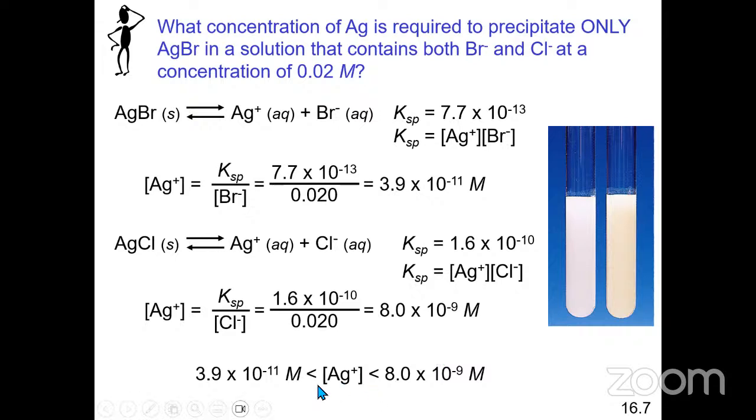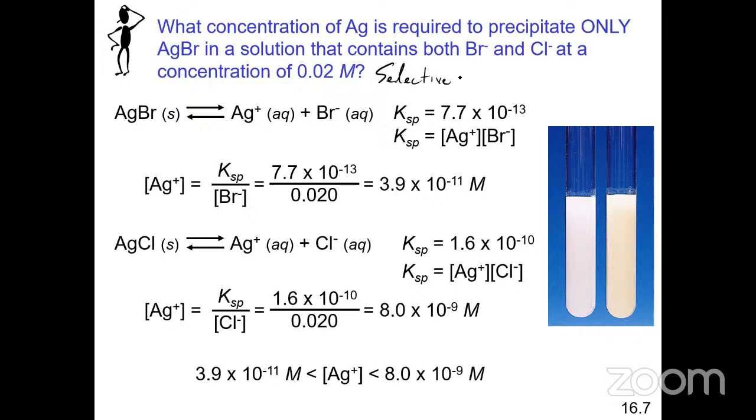The concentration of Ag+ is within this range, from a low of 3.9 times 10 to the minus 11. That's the highest you can get until precipitation occurs. And then the high point here is where the concentration of silver ions would have to be less than before any chloride ions are precipitated. So the term we use to describe this process, we call this selective precipitation.